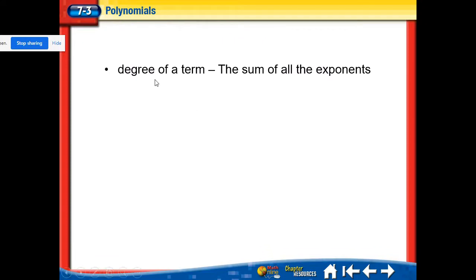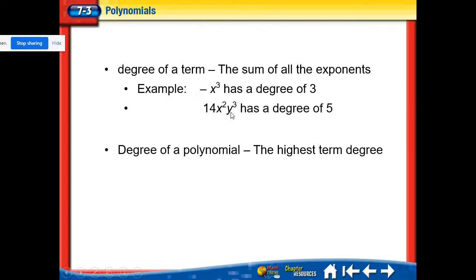What's a degree? The degree of a term is the sum of all of its exponents. Now sometimes there's only one exponent, like negative x cubed, so that's just a degree of 3. Or there's ones with multiple exponents, like this one, 14x squared y to the 3rd. Again, I just take these here and it's 5. So 2 plus 3, which is 5.